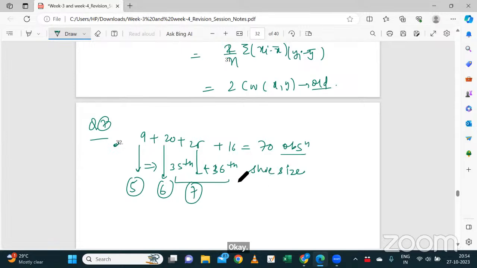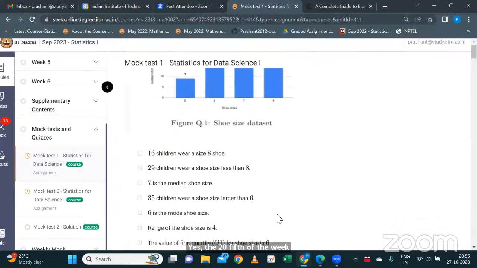When will you get the 35th and 36th observation here? Because up to here you get only 29 observations. So the 35th and 36th will be in this category, right? So 7 will be the median, right? Yes, sir. How do we get the 35th and 36th observation?